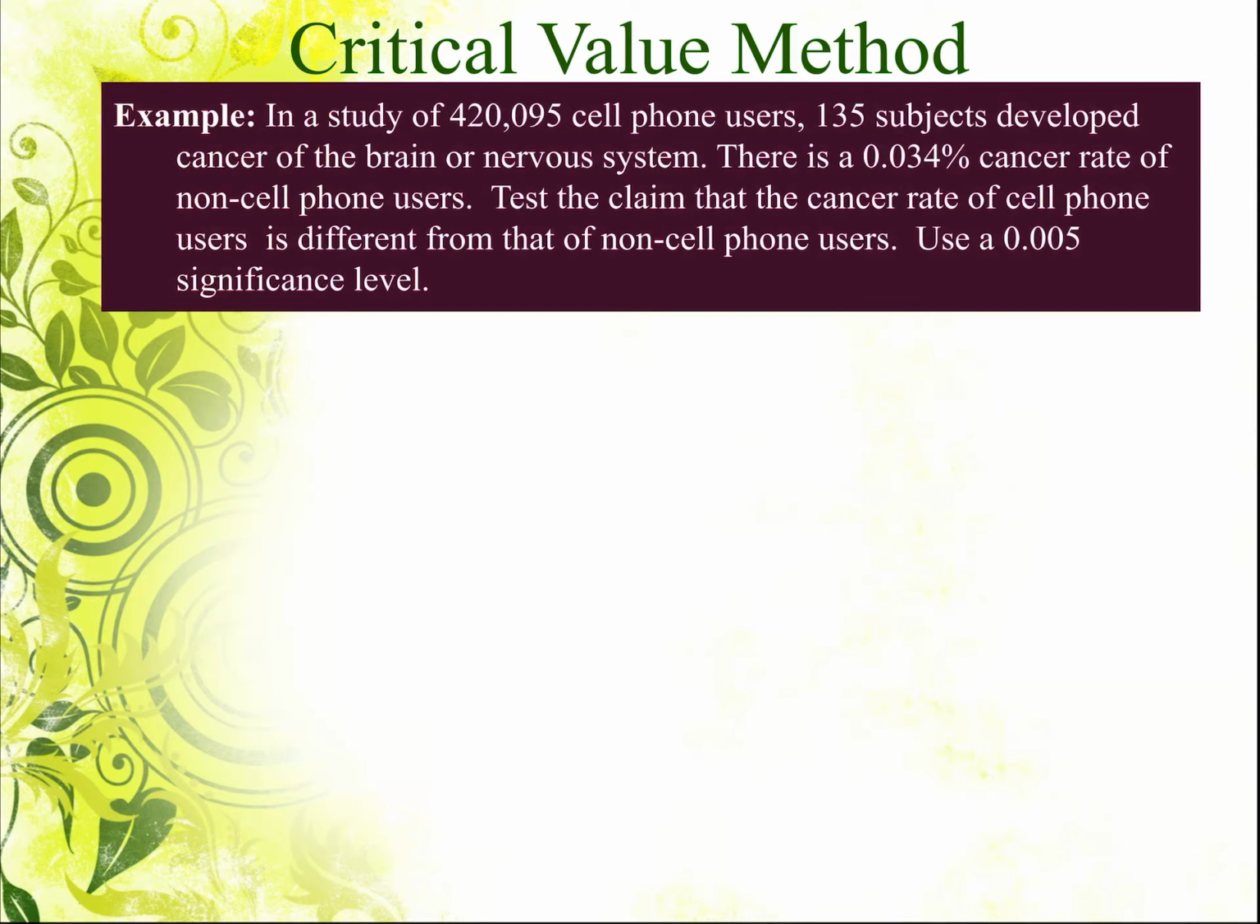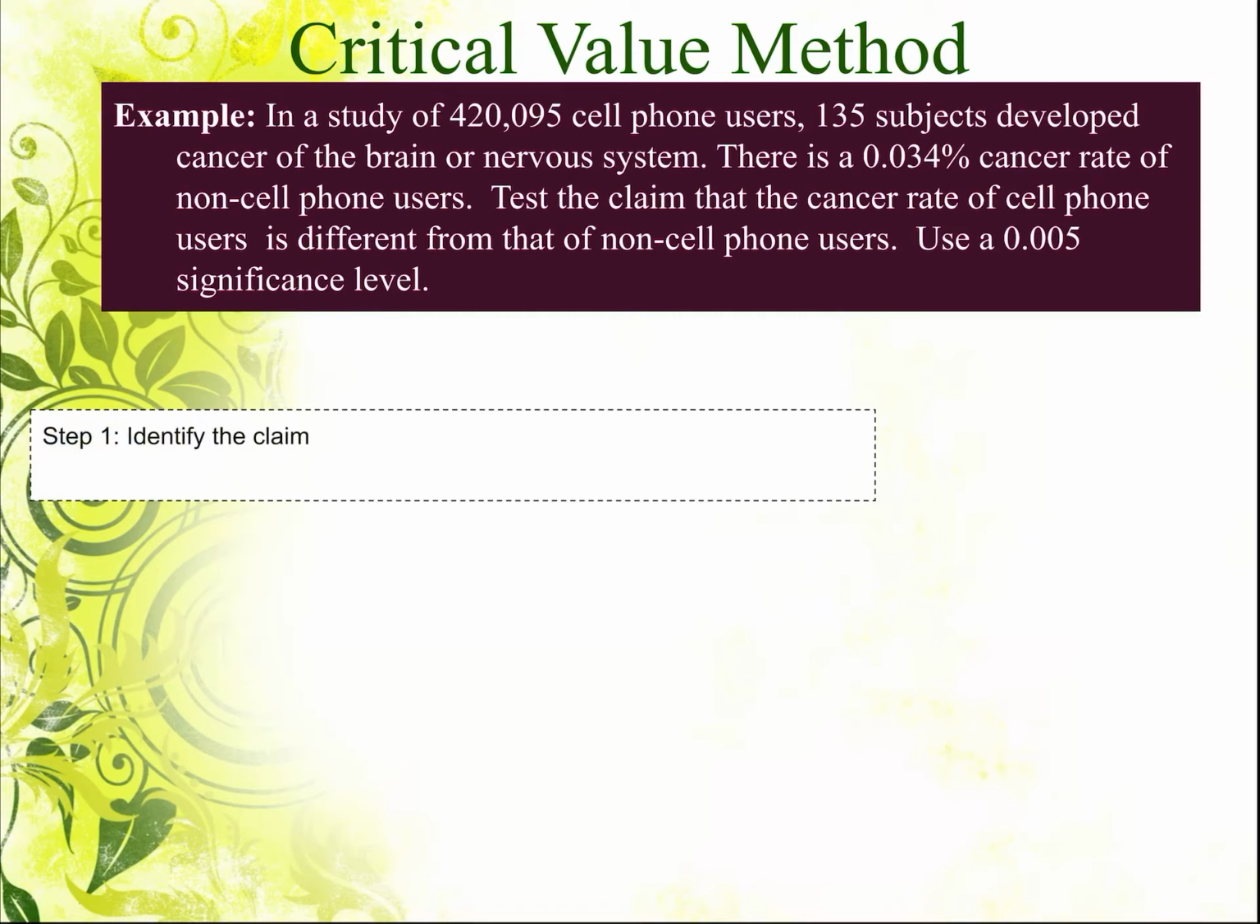Okay, one last example. In a study of 420,095 cell phone users, 135 subjects developed cancer of the brain or nervous system. There is a 0.034% cancer rate of non-cell phone users. Test the claim that the cancer rate of cell phone users is different from that of non-cell phone users. Use a 0.005 significance level.